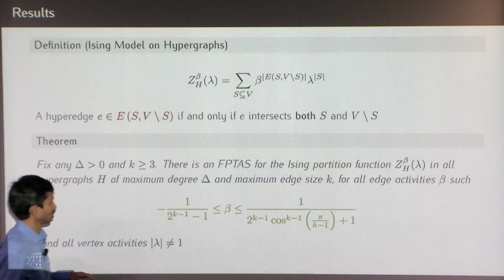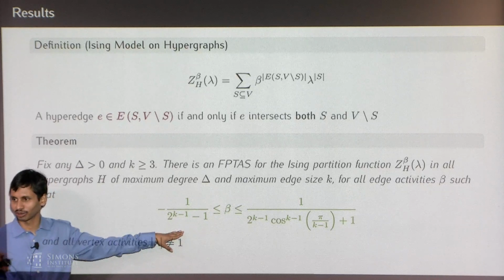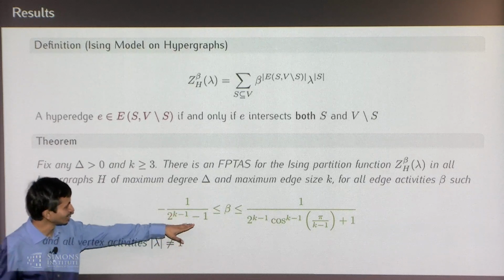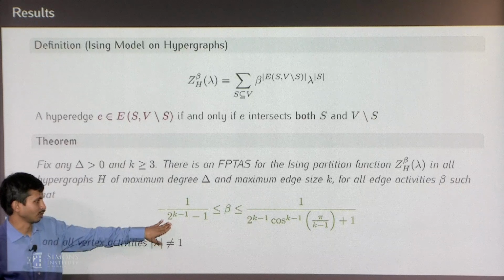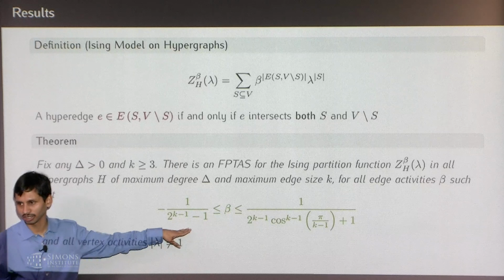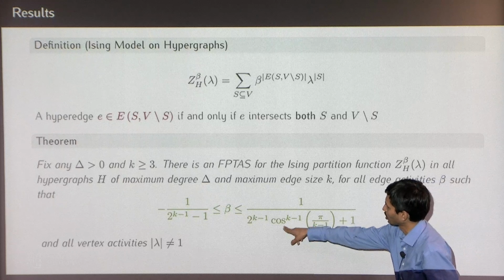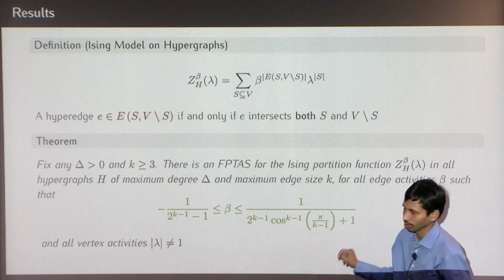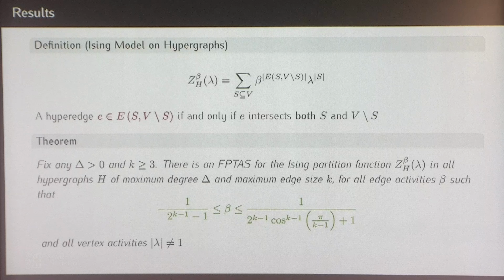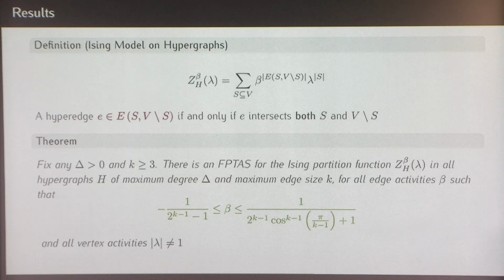We're even allowed negative beta here, which doesn't quite correspond to the probability distribution I was talking about earlier, but things work here. So on this side we have 2 to the k minus 1, minus 1, so it approaches 0 as k becomes large at this rate. Here it's slightly better: the denominator has a cosine of pi over k minus 1, to the k minus 1. So both these numbers are always less than 1 in absolute value, so it's always inside the unit disk.